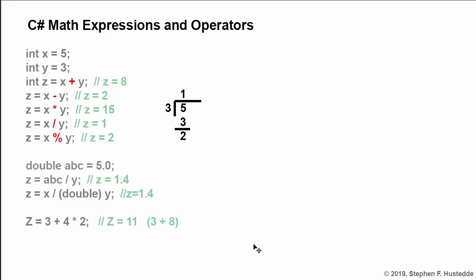We can combine operators in an expression. Z equals 3 plus 4 times 2. And the question here is, what's the value of z? Well, the value of z in this case is 11. And that's because of something called the order of precedence.